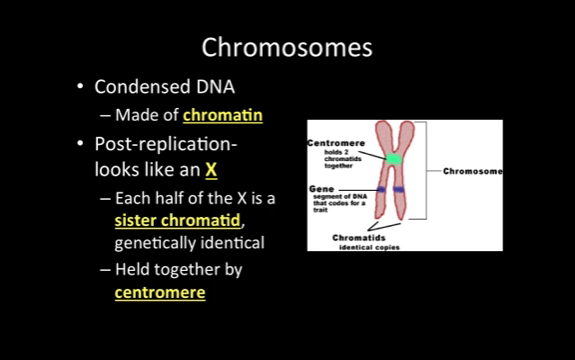So keep in mind, chromosomes are a very important part of mitosis. We have an X, which is what it looks like after replication. Prior to that, it looks just like a stick. All right, and after replication, it looks like an X, and then they're pulled apart during mitosis.